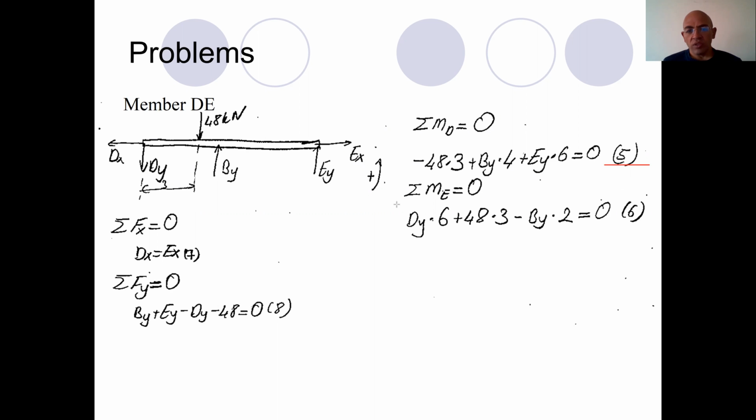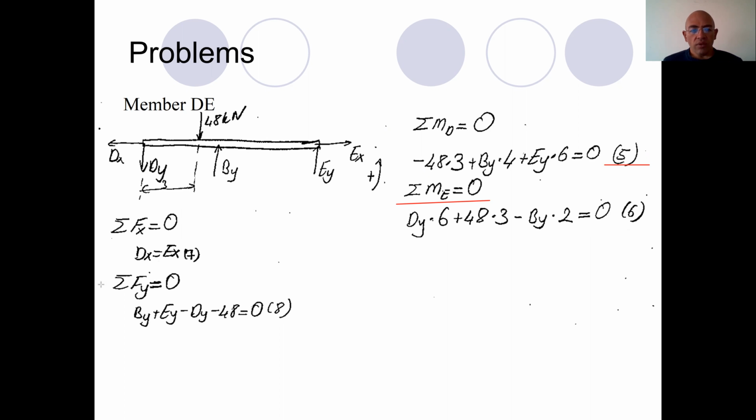Now let's take the moment with respect to point E. That will be our next step. So DY will generate a moment in positive direction, DY multiplied by 6 plus 48 multiplied by 3 minus BY multiplied by 2, because BY will generate a moment in the negative direction. That's equal to 0. This is our sixth equation.